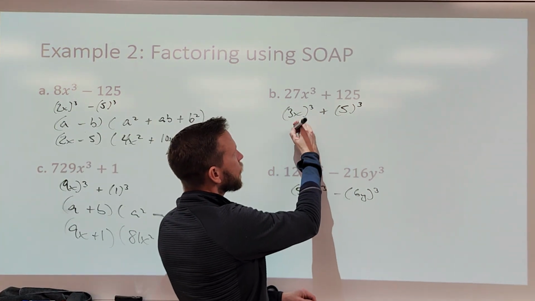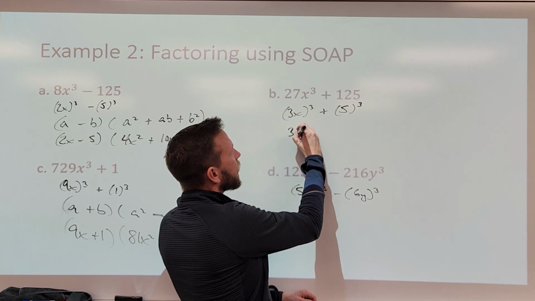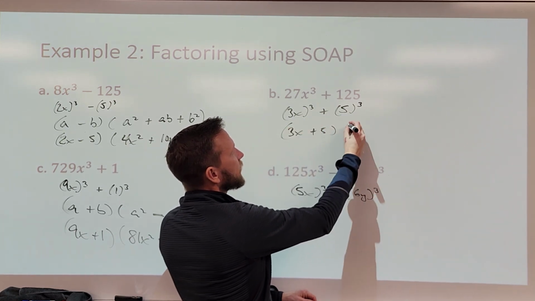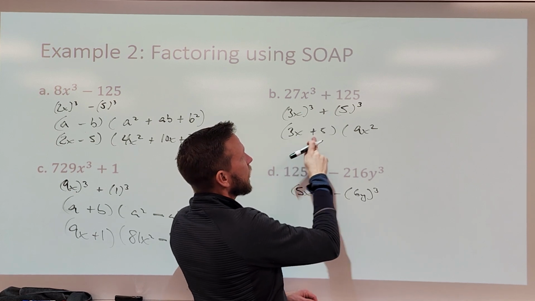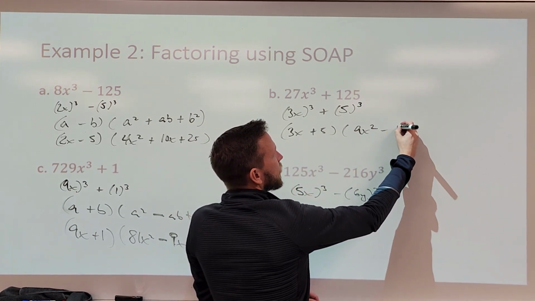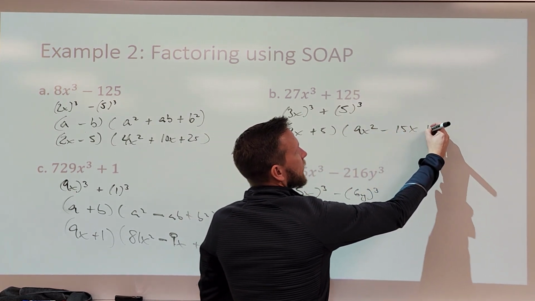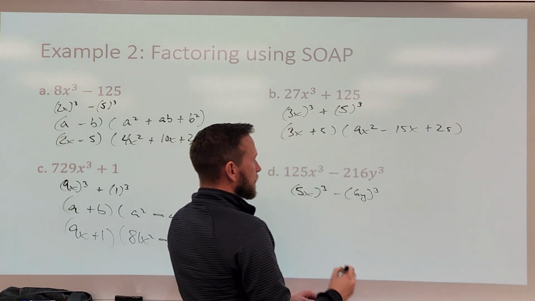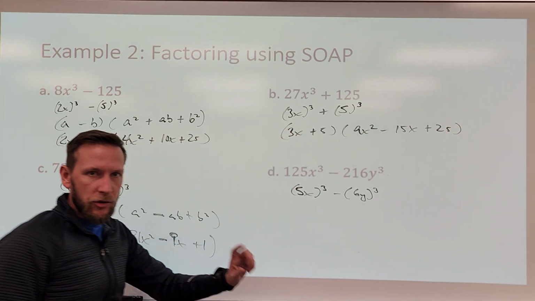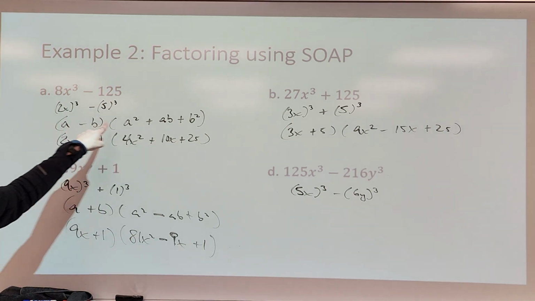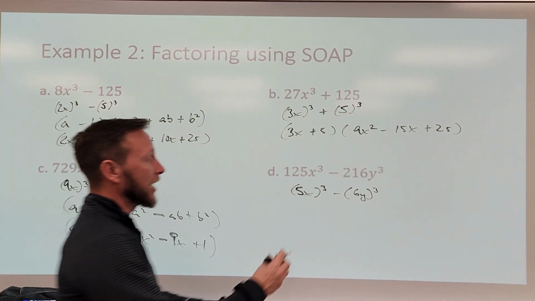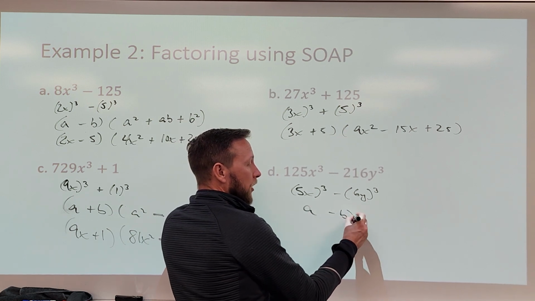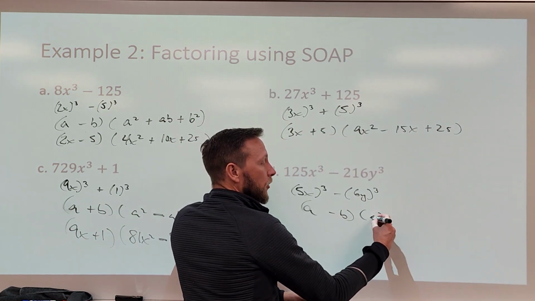Over here, we've got 3x plus 5. 3x times 3x is 9x squared. 3x times 5 is going to be 15 x's. And 5 times 5 is going to be 25. Okay? Now you see what I did there? I did it without writing this formula down. That's dangerous. I strongly advise that we write down our formula until we know our formula.